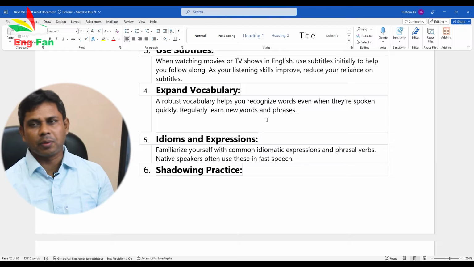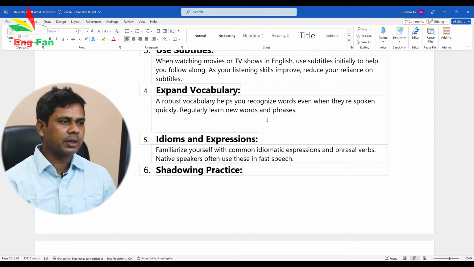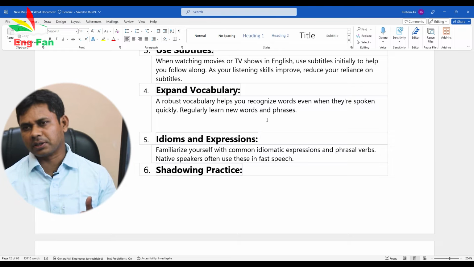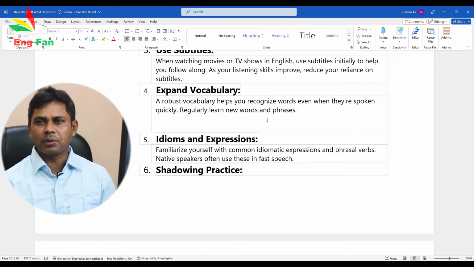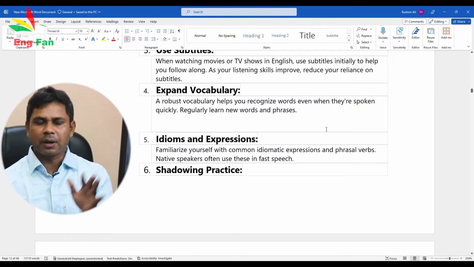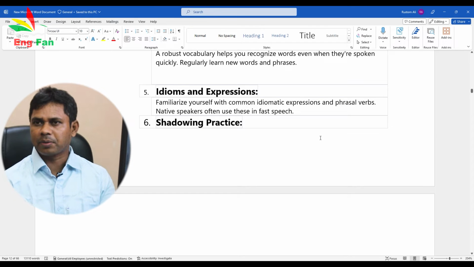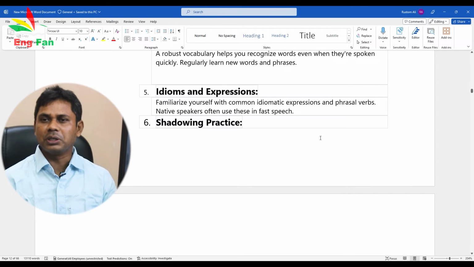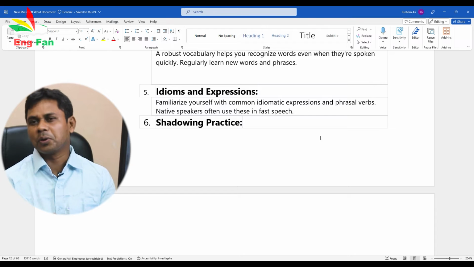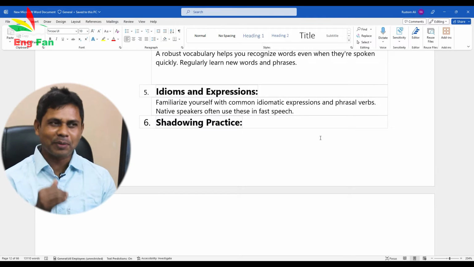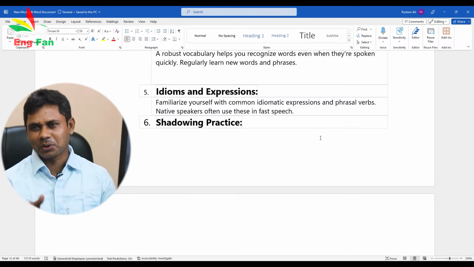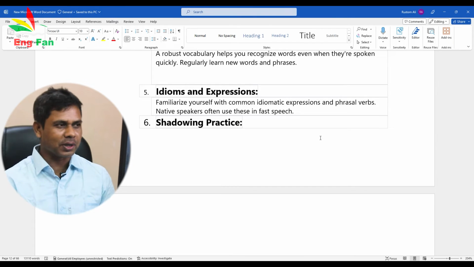Familiarize yourself with common idiomatic expressions and phrasal verbs that native speakers often use in fast speech. The native speaker will not tell you that they will not use idioms or phrasal verbs in the sentence. Rather, they will use them to make their sentences fruitful and successful. So you have to understand what type of phrase, clause or idiomatic expression they have used in the sentence. To understand this, you have to note very carefully.